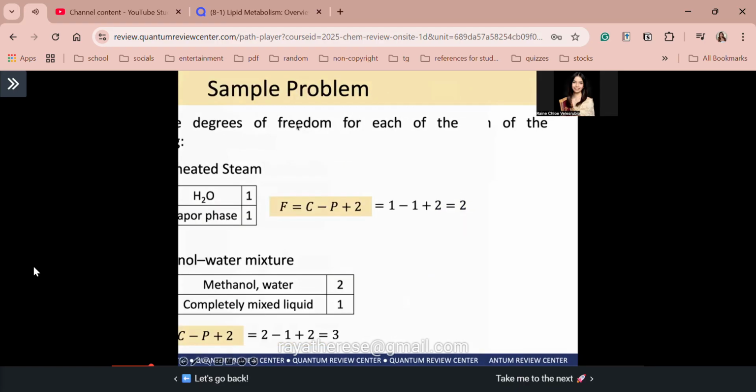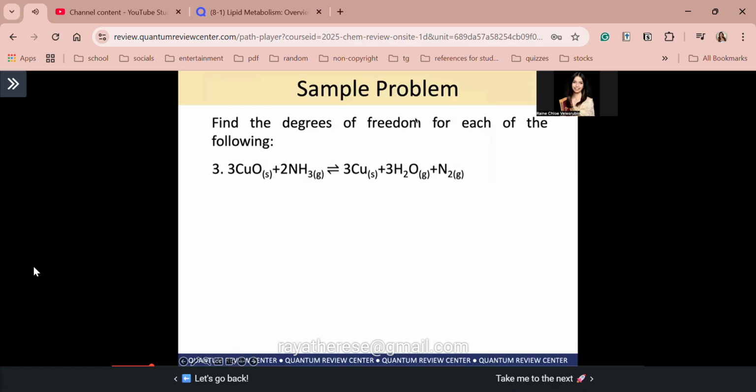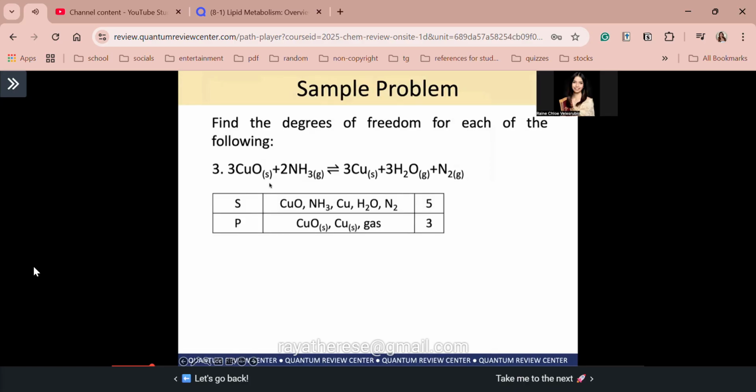Again, next, find the degrees of freedom for each of the following. Here we have a reaction. Let's analyze, guys. The actual chemical species S that we have are copper oxide, ammonia, copper solid, water, and N2. These are 5 in total. Now, for the phases, we have 3: first is copper oxide in solid form, copper in solid form, and gas. Take note of copper oxide and copper: they are in different solid phases. So we have 3 total phases.